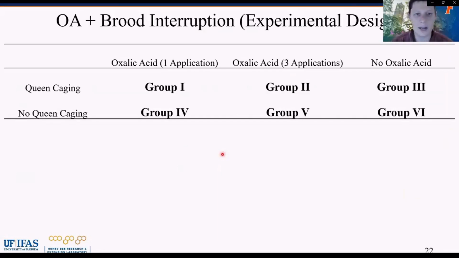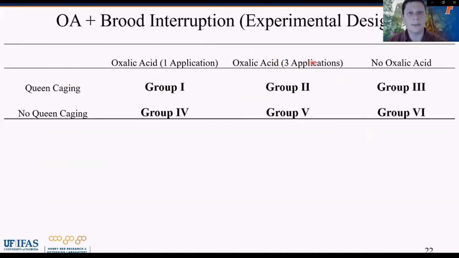So I decided to set up this robust experiment because I wanted to get to the bottom of this. And so I have a full factorial design. So we're representing every possible combination of events here, right? So we can either cage our queen, and then we can either treat one time, or we can treat 3 times, or treat no time.